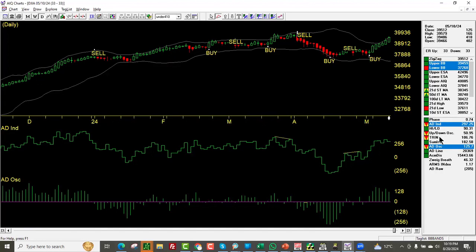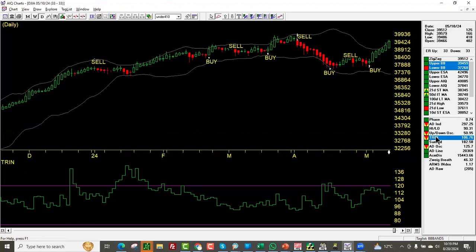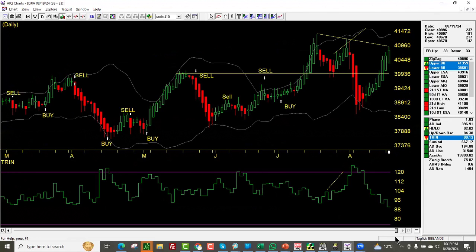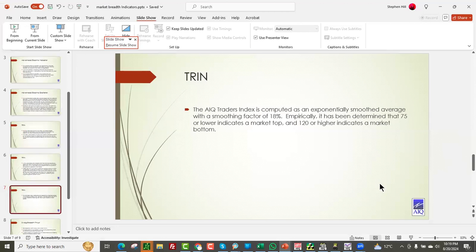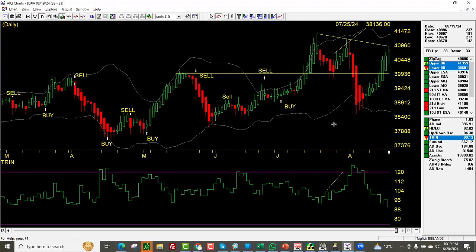This time we'll just go straight to the TRIN and take off the other indicators. One thing I noticed here, and I'm just going to take this all the way over to the right for the moment. So we've got the current price chart, the AIQ version of TRIN. Remember this slide here: 120 or higher is a market bottom, 75 or lower is a top.